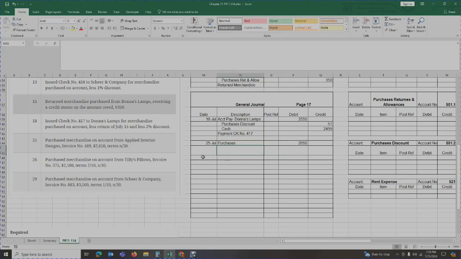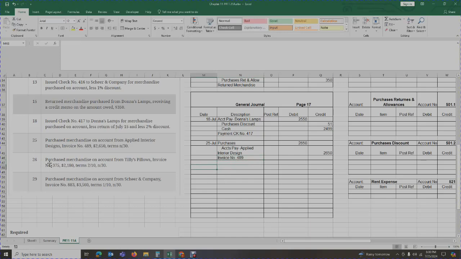Okay. How did I pay for that purchase? On account. So that means it's going to be my accounts payable for Applied Interior. Okay, $2,650. Okay. And then this is happening on the 25th. This is for invoice number 489. Okay, here we go. So that happened on July the 25th.